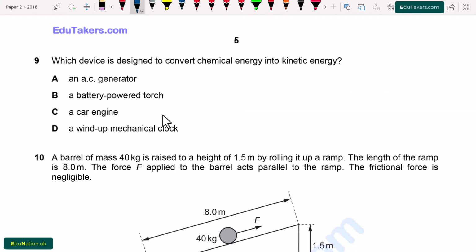Question number 9. Which device is designed to convert the chemical energy into kinetic energy? Option A, an AC generator. B, a battery powered torch. C, a car engine. So car engine is basically a device that converts the chemical energy into kinetic energy. So option C is correct.